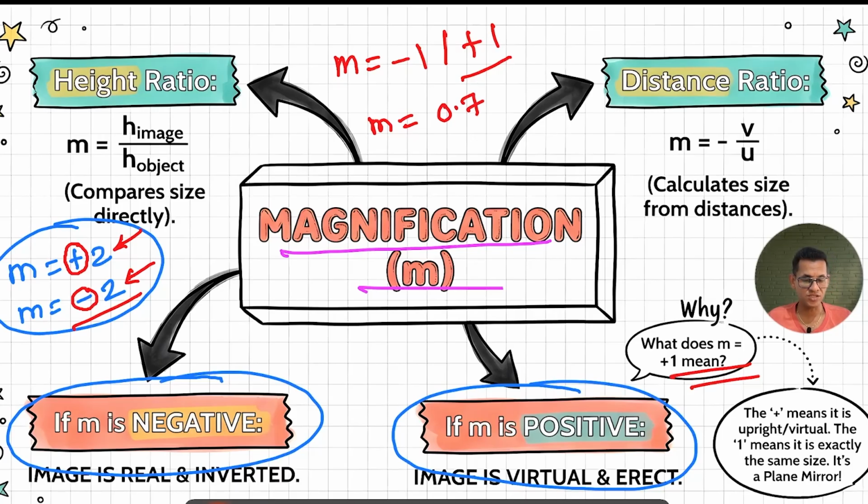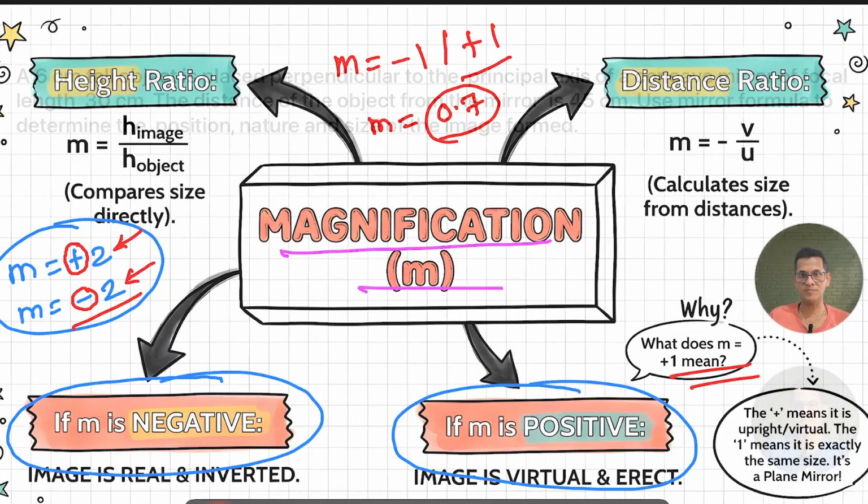positive or negative, again doesn't matter, because positive and negative will just tell you the nature of the image. If the value of magnification is less than 1, like 0.5 or 0.7, then the image is diminished. Now, it can be positive 0.7 or negative 0.7, doesn't matter. Positive means virtual and erect, negative means real and inverted image. So that is how we read magnification. Also, this formula can be used to find the height of the image, as we'll see in a problem.